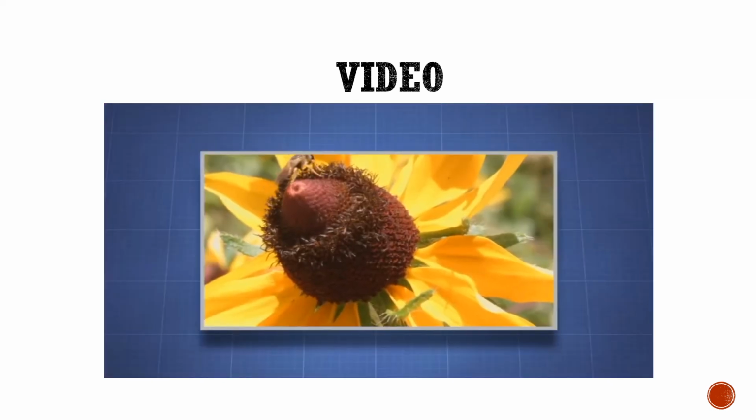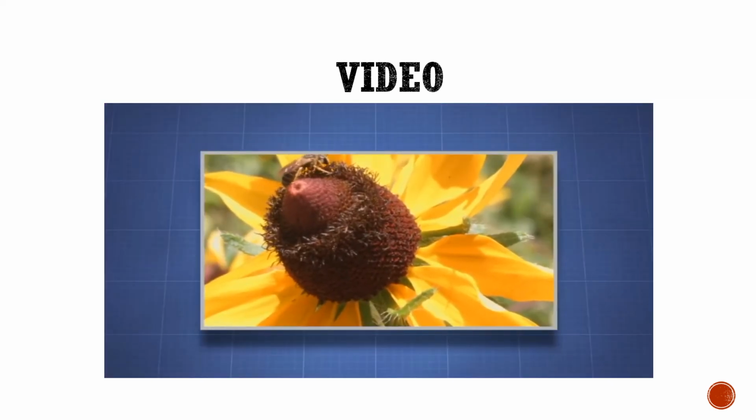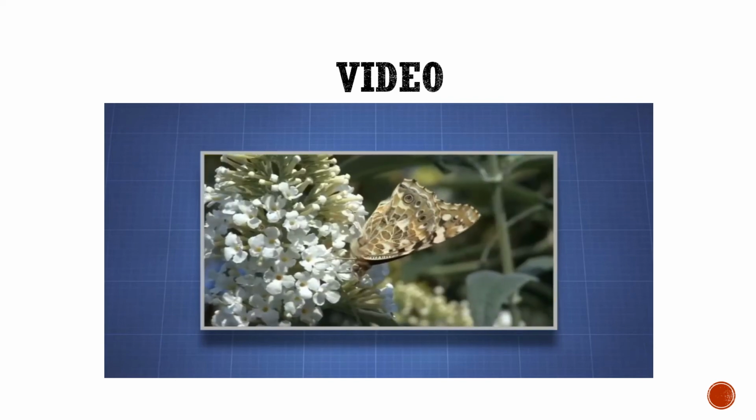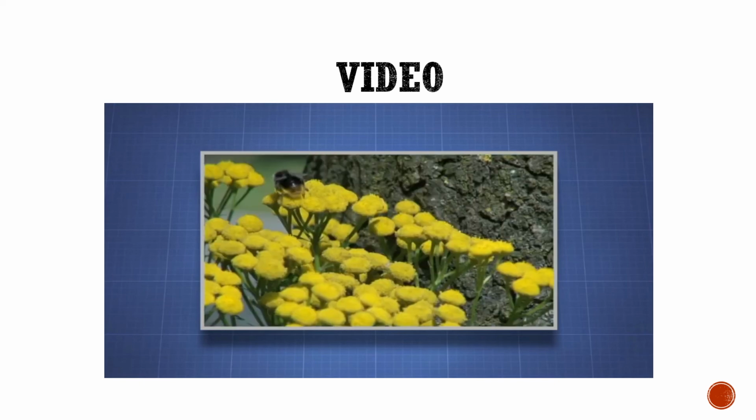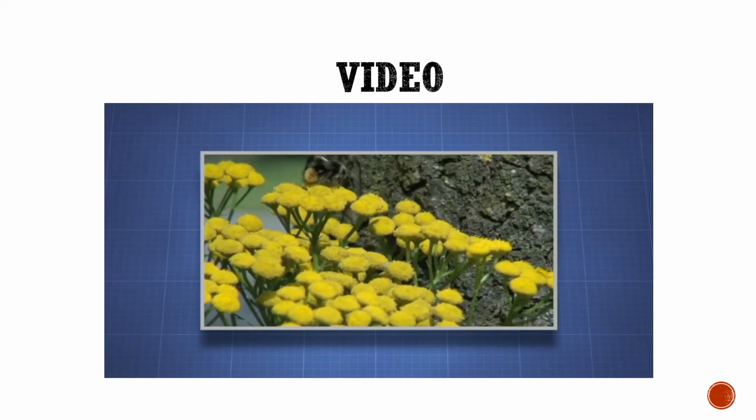Animals and plants are engaged in a mutualistic relationship. In most cases, both the plant and the animals benefit from their interaction. Animals get a reward, while the plant is able to pollinate.